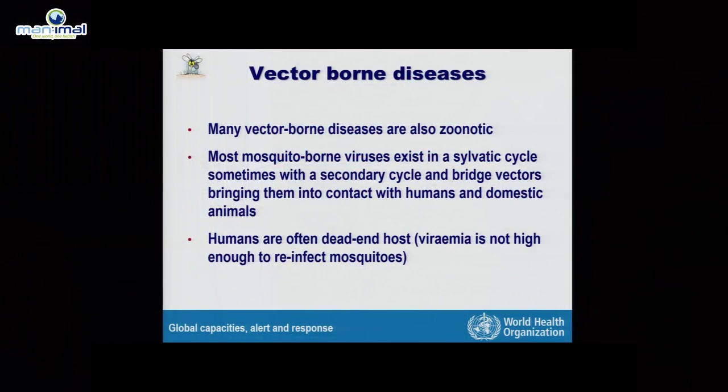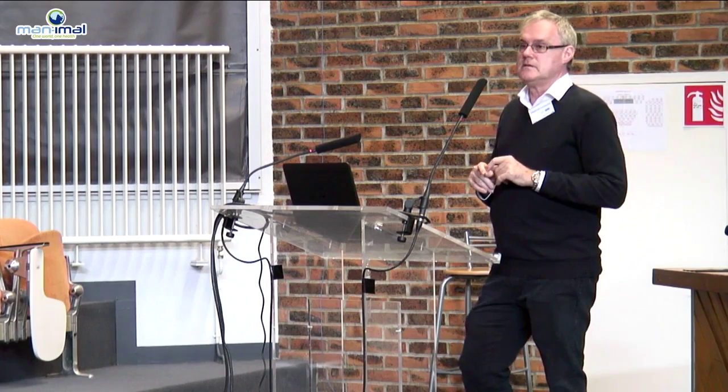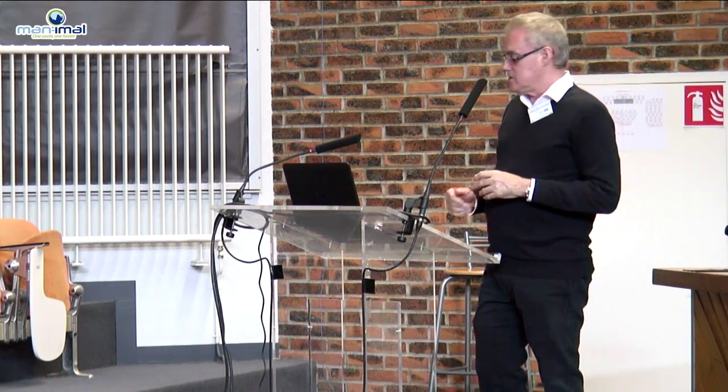And as we're aware, many vector-borne diseases are also zoonotic. Many of the human vector-borne or mosquito-borne viruses exist as a cycle in the forest. So they have a sylvatic cycle, and then they go through secondary cycles and bridging vectors, which brings them closer to humans and to domestic animals. But from the virus's perspective, infecting a human is not much of a big deal, because for most human diseases caused by mosquito-borne viruses, the humans are a dead-end host. You just don't get enough viral replication in the blood for a mosquito biting that human to then become infectious. There are a couple of exceptions, principally yellow fever and dengue.